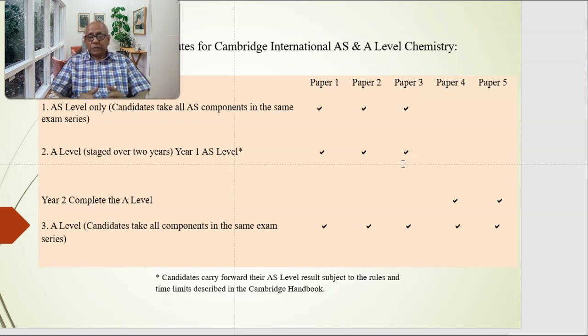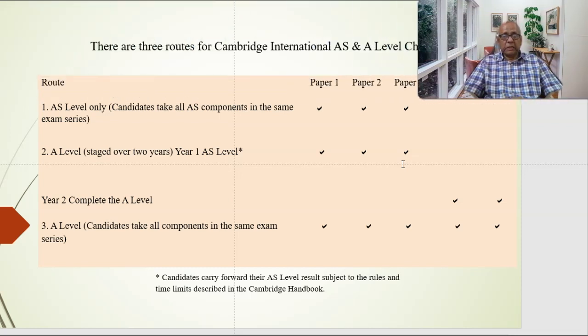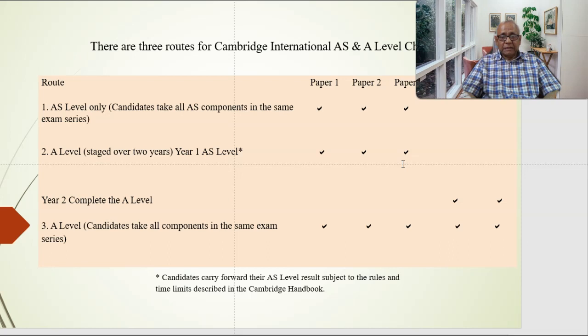Second one in 2 stages. First stage, first year, you take paper 1, paper 2, paper 3, and then in the second year you take paper 4 and paper 5. But the third route, that you take the exam in a series, that means 1, 2, 3, 4 and 5.